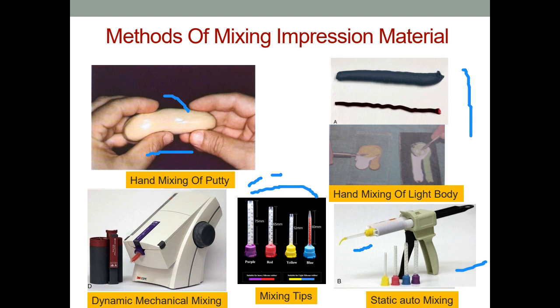So you have to be very particular about choosing the tips also, because that can save your material and even the accuracy of the impression. Then the third is dynamic mechanical mixing, which has a cartridge with the catalyst in the base. It is loaded in the machine, and with the press of a button we can dispense the material with the help of the machine. It can be dispensed directly on the tray or in the syringe according to the impression making technique.